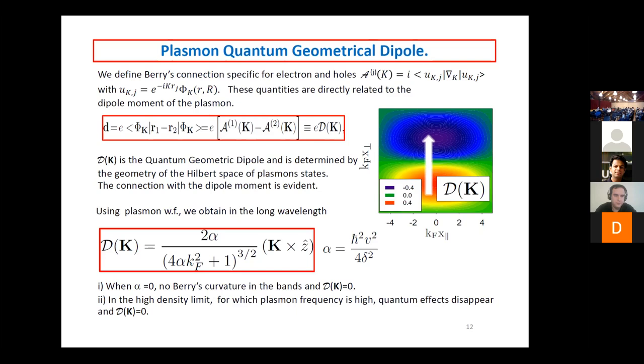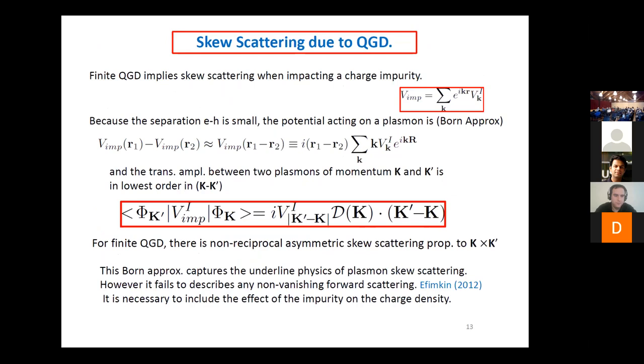Kf is the Fermi vector, which is basically related to the density of electrons in the system. If the system is heavily doped, the energy of the plasmon increases, all the quantum effects disappear, and this quantity also goes to zero. So these are the two limits. And the question again is, what is the possible experimental consequence of this geometric dipole? Well, you have a dipole, so one expects that with a charged impurity you are going to have some skew scattering.